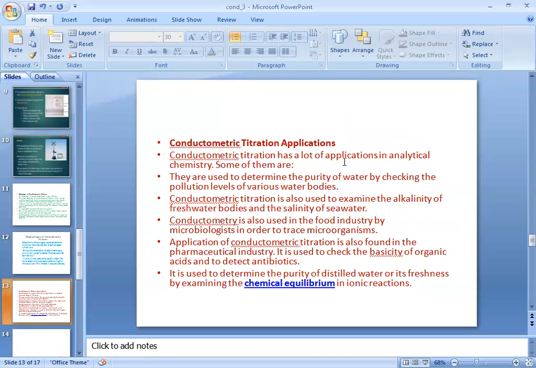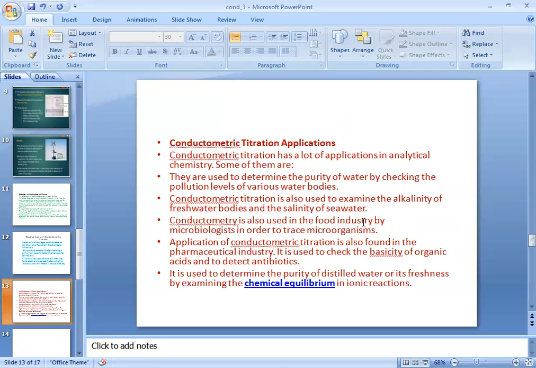Conductometry titration applications. It has a lot of applications in analytical chemistry. They are used to determine purity of water by checking the pollution level of various water bodies. Conductometry titration is also used to examine alkalinity of fresh water and the salinity of seawater.